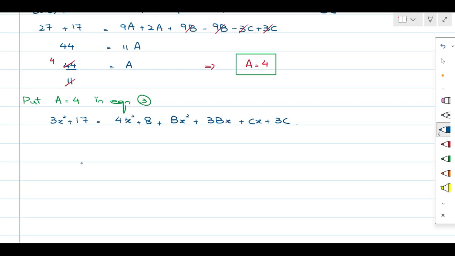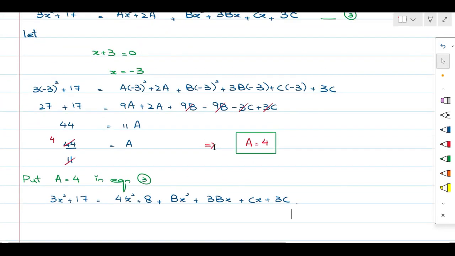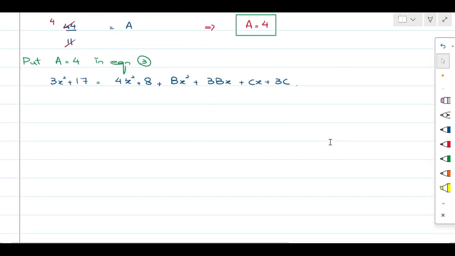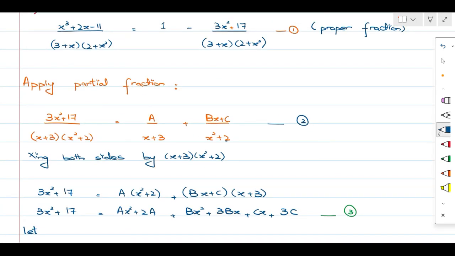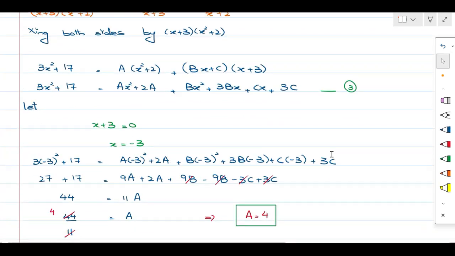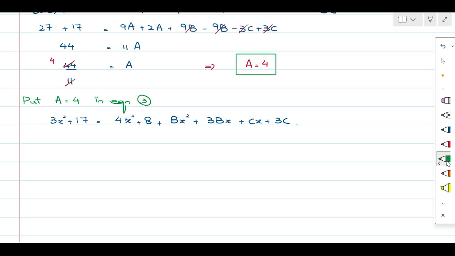Now since there is only one linear factor, we have to substitute that linear factor equals 0 and solve for x, and substitute that x value into the equation, and we got one unknown. Now there is no other linear factor. We have a quadratic factor, which is x square plus 2. We are not supposed to put it equals to 0. We have to compare the coefficients. So here we can say comparing coefficients of x square, x and the constant.